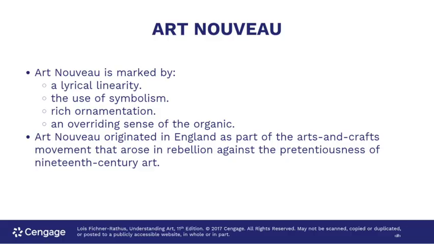So Art Nouveau is marked by a lyrical linearity, the use of symbolism, rich ornamentation, and an overriding sense of the organic. Art Nouveau originated in England as part of the Arts and Crafts movement that arose in rebellion against the pretentiousness of 19th century art, as the 19th century was coming to a close.